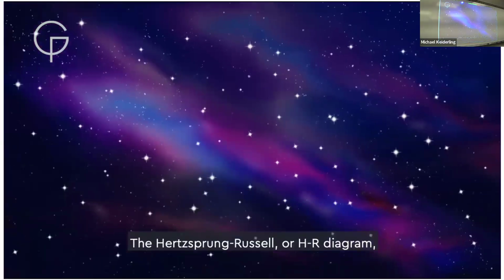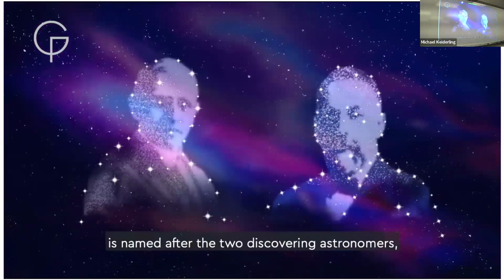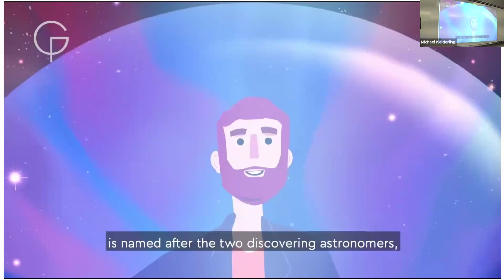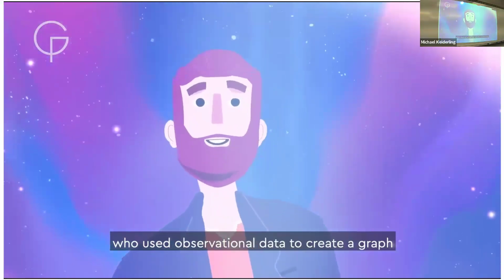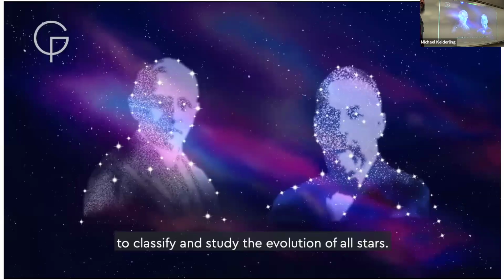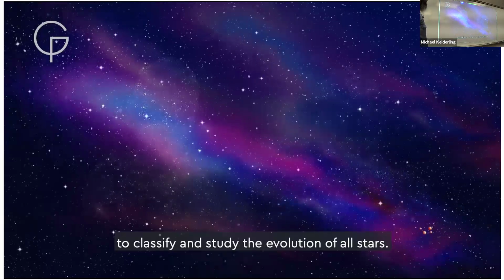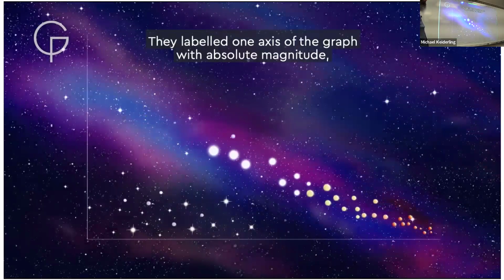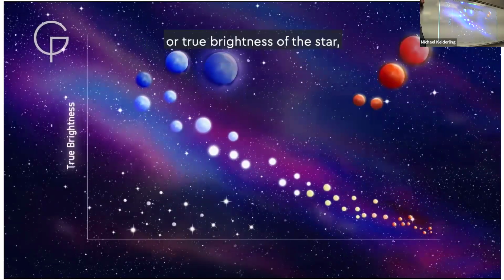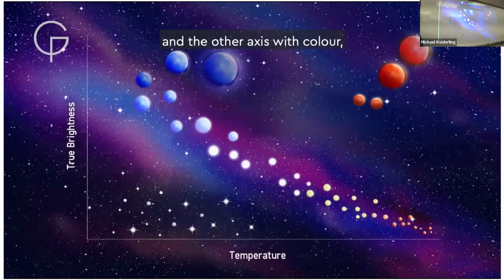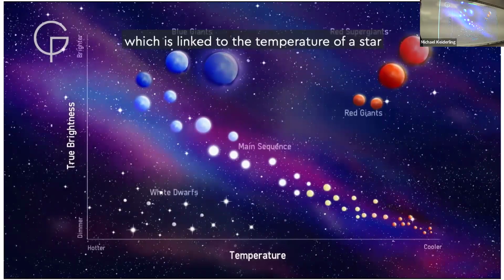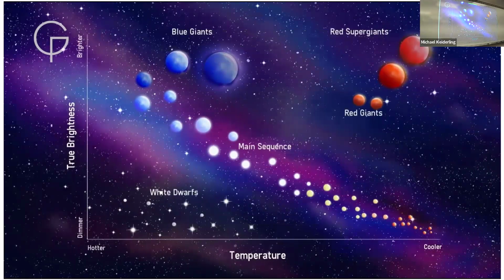The Hertzsprung-Russell, or HR diagram, is named after the two discovering astronomers who used observational data to create a graph to classify and study the evolution of all stars. They labelled one axis of the graph with absolute magnitude, or true brightness of the star, and the other axis with colour, which is linked to the temperature of a star and defines its spectral type.